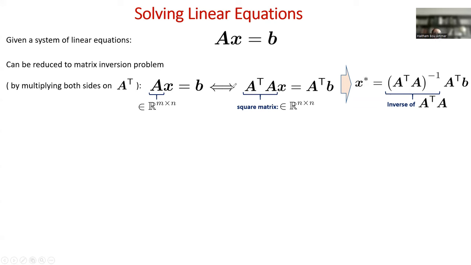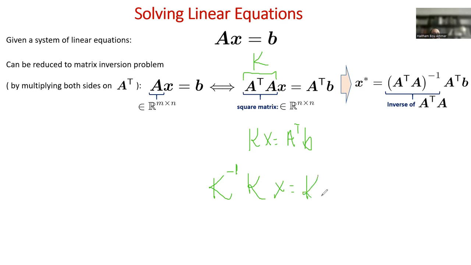So if now I call this matrix K, now you have KX is equal to A transpose B. Now to find X, you need to get rid of K. How do you get rid of K? Well, you can multiply by the inverse of K, so K inverse KX is equal to, of course, since we need to multiply both sides, K inverse A transpose B.